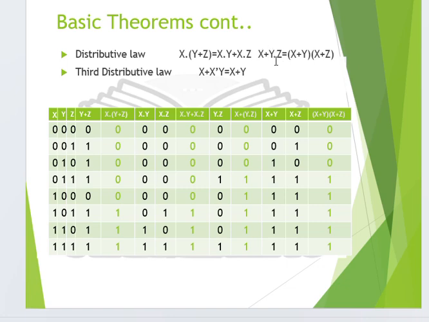So it will be x plus y, and this symbol here it was plus, so it was plus here. Now here it is dot, so dot is coming here. So x dot (y plus z) equals x and y plus x and z. If you have x or (y and z), you will be having (x plus y) and (x plus z). And the third distributive law, which is not there: if we have x plus x complement y, it will be x plus y only.